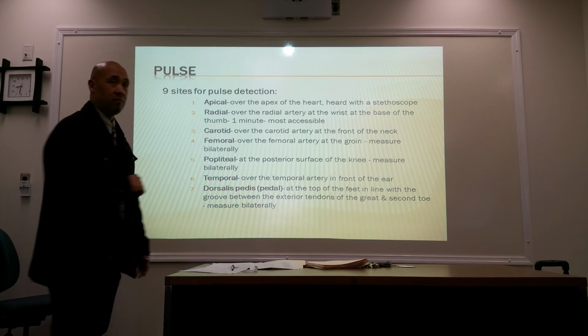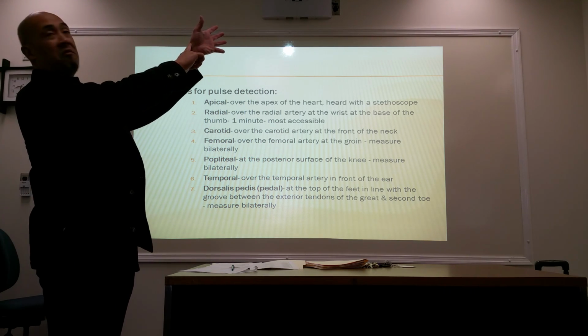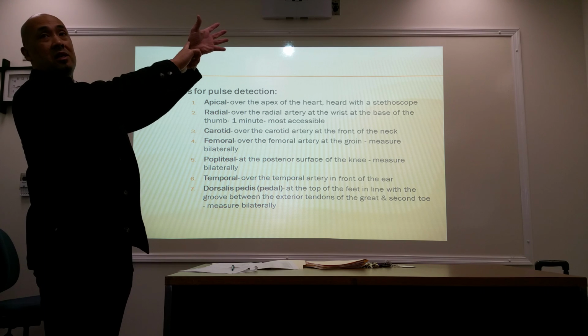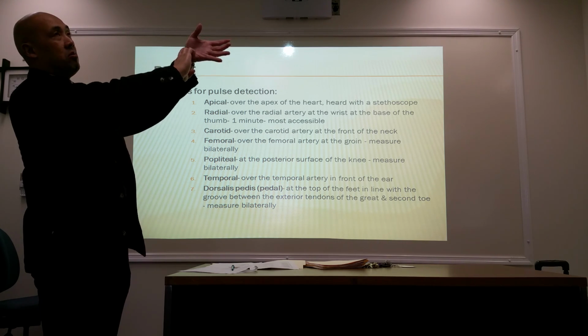Number 2 is the radial. Okay, radial is at the base of your thumb, where your wrist is. Okay, so you feel up against the base of your thumb, up against the bone.